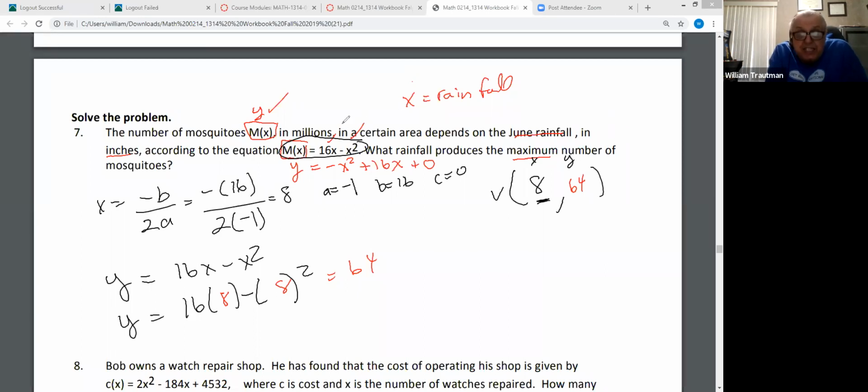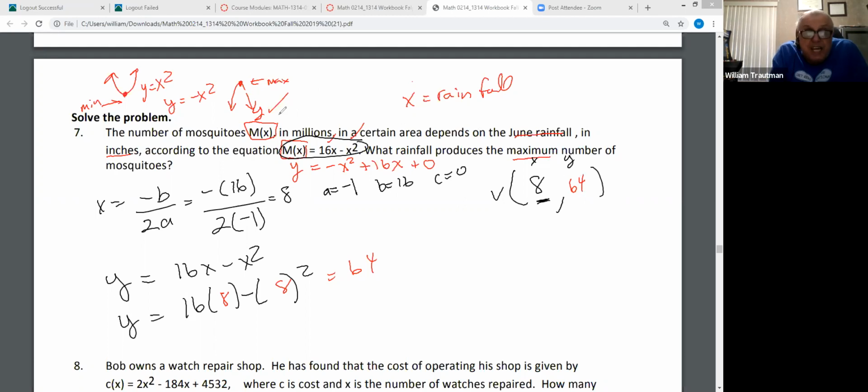By the way, this is a parabola. Remember, y equals x squared is a parabola. If I put a negative in front of the x squared, as we talked about last time, it's now a parabola that opens downward, and the vertex is a maximum. If it opens upward, the vertex is the smallest part, the minimum. Since there's a negative in front of the x squared, the vertex is a maximum. What rainfall produces the max number of mosquitoes?